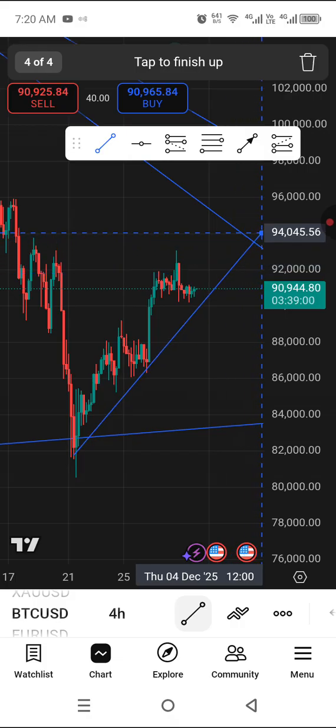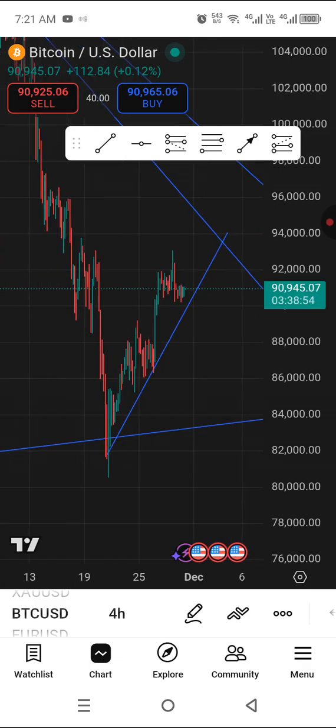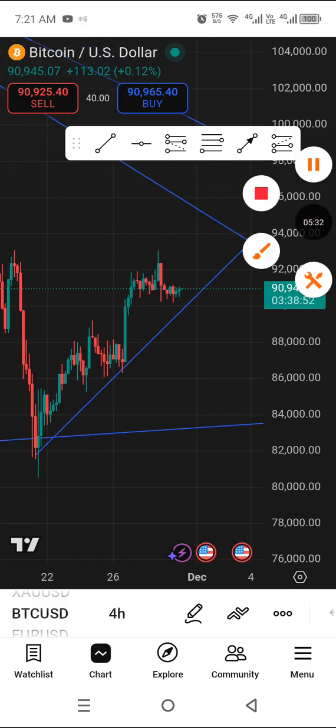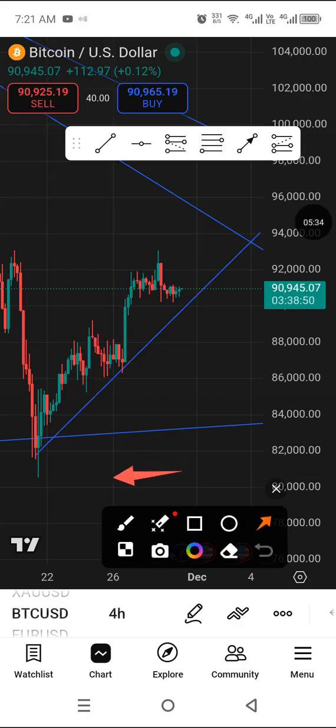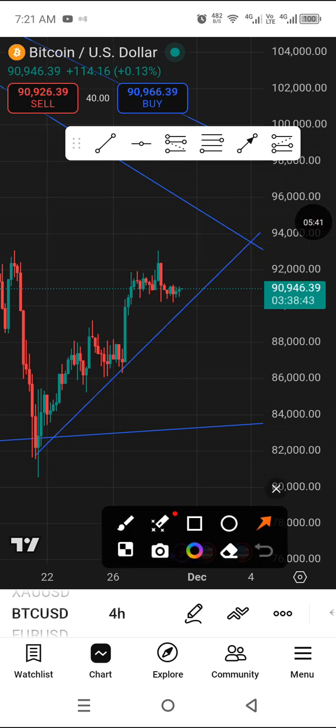So you can see that is our touch point. This one here has only 2 touch points. You can see we have the first touch point here, and the second touch point there. Now, like I said, the first touch point here was the last touch point on the higher time frame.